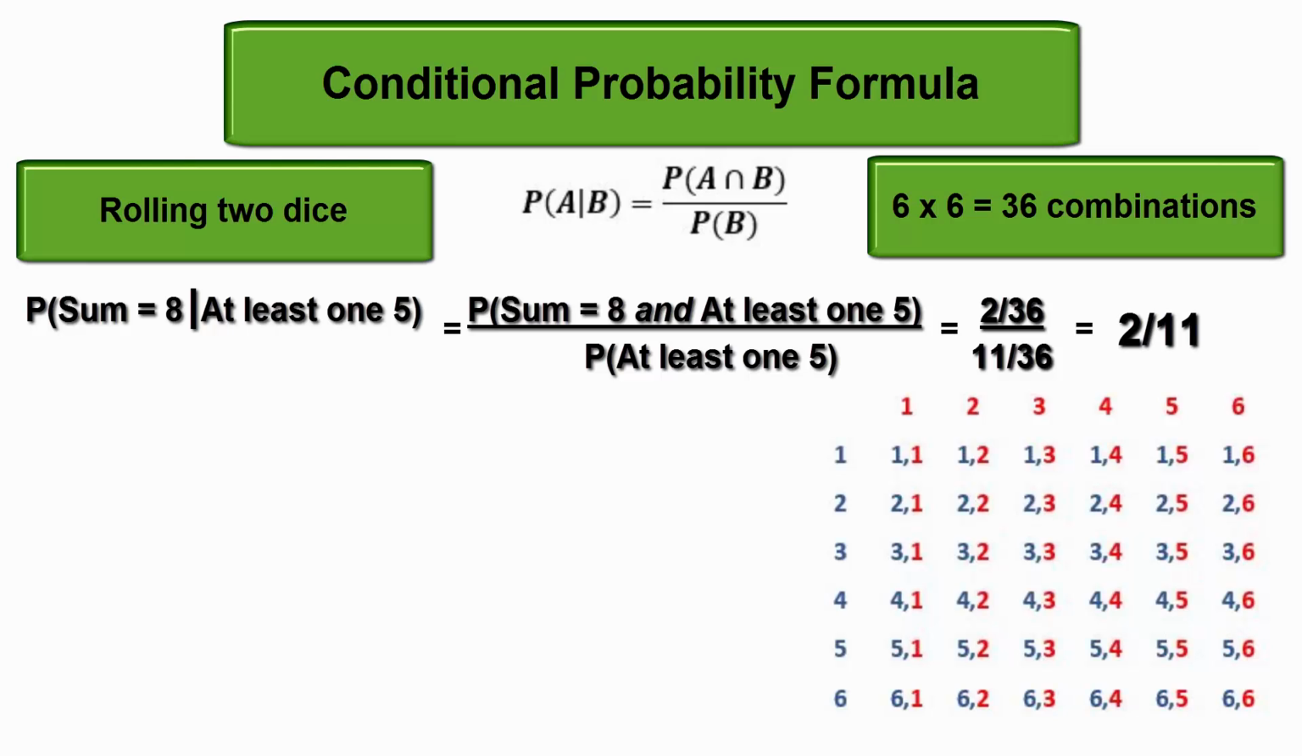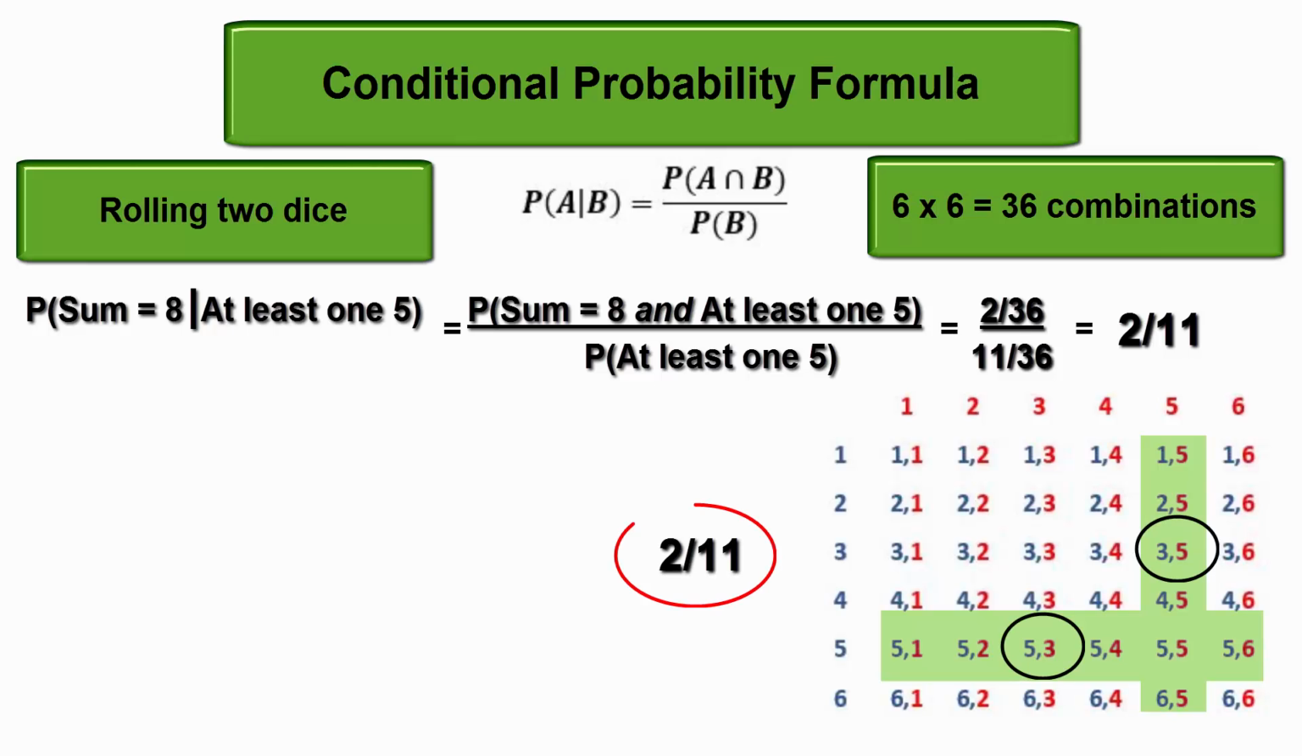And this is exactly what we get if we instead applied the shrinking sample space approach. Knowing that at least 1 5 is rolled, we would shrink from 36 possible outcomes down to 11, and 2 of these involve rolling a sum of 8. 2/11ths is our answer.